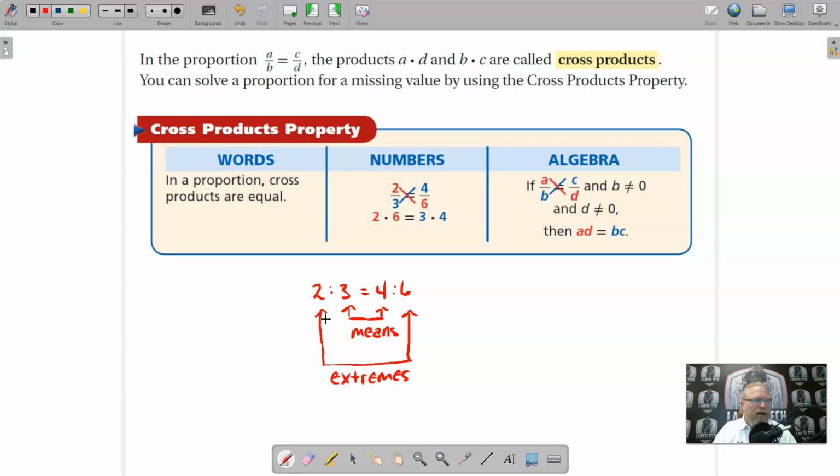And notice that I'm multiplying the 2 times 6 first, so I have my extremes first. And then I set those equal to the product of my means. So you'll hear me say quite often, multiply the extremes, put those on the left, multiply the means, put those on the right. Whenever I talk about the extremes, I'm talking about the first numerator and second denominator. And whenever I'm talking about the means, I'm talking about the first denominator and the second numerator.